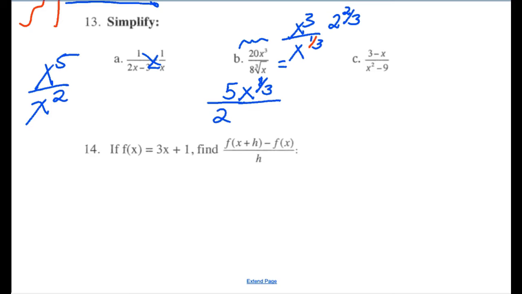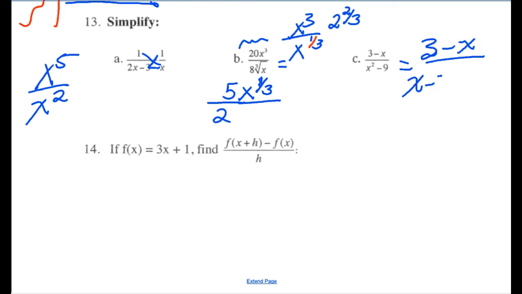That one's done. Letter C, I can't cancel across. If somebody goes like this, I'm going to rock in a corner and cry and suck my thumb. So do not cancel across addition or subtraction. You need to factor. So on the top, 3 minus x is as good as it gets.